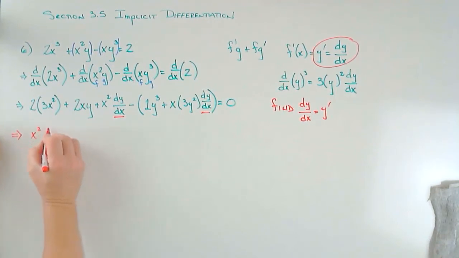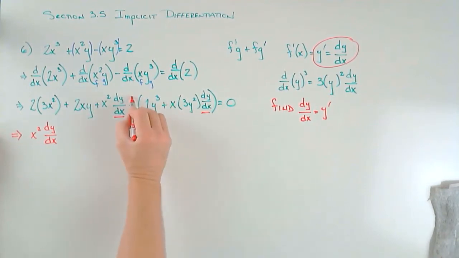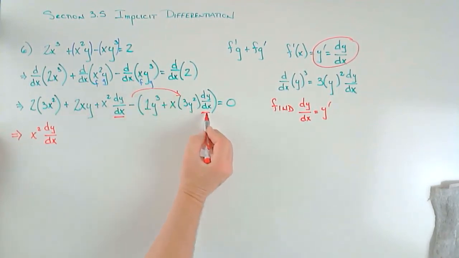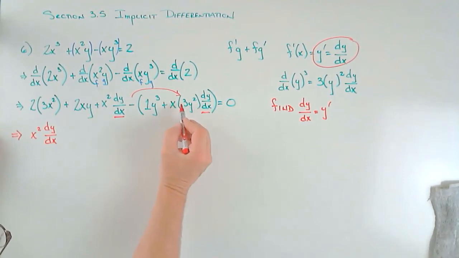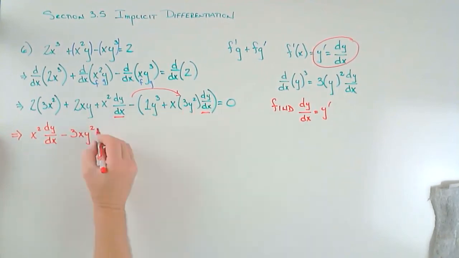x squared dy dx. Here we have a negative. I'm going to distribute the negative because this also has a dy dx. So I have 3xy squared with a minus sign, 3xy squared. And I have a dy dx equals, and all the terms that lack a dy dx are going to get moved to the right-hand side.